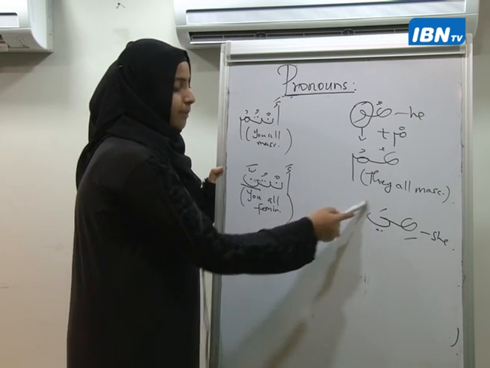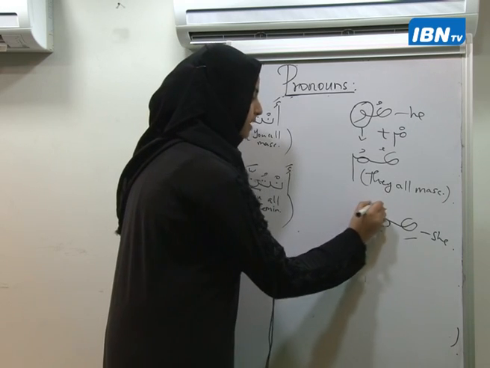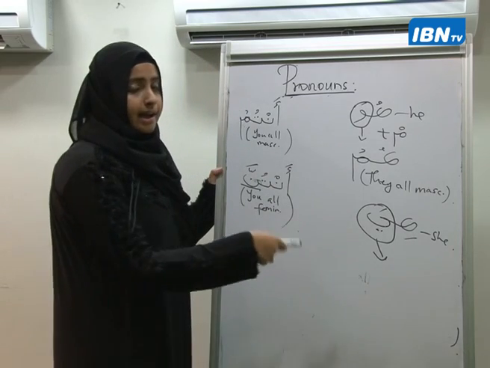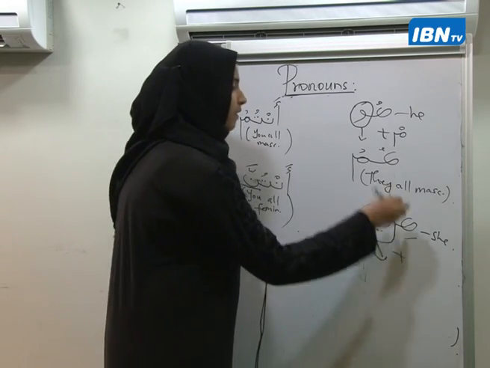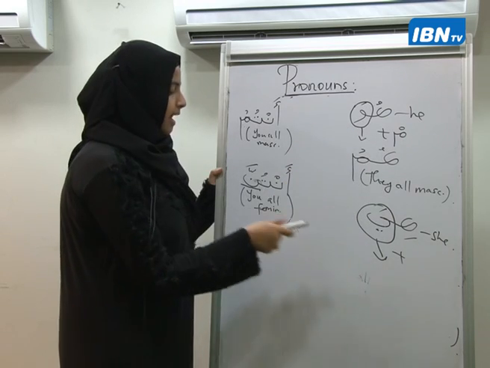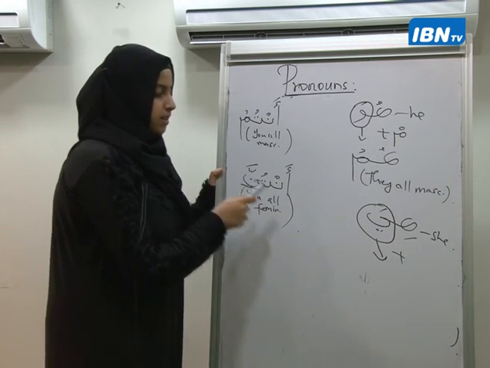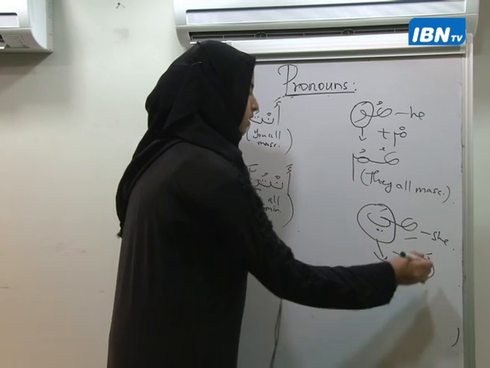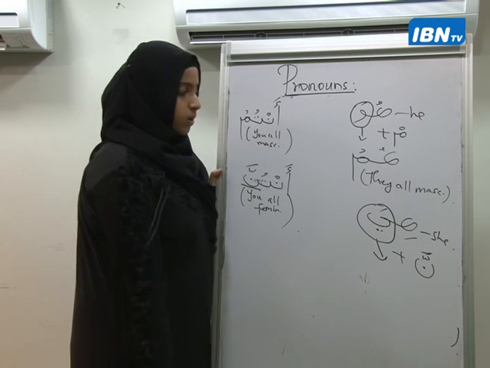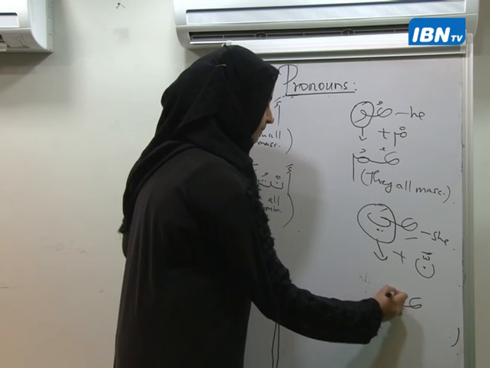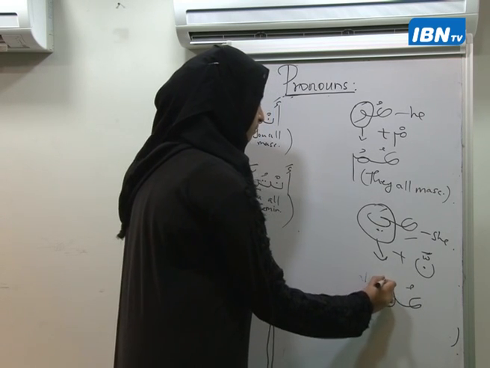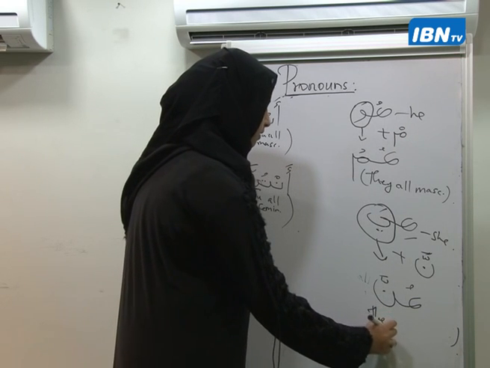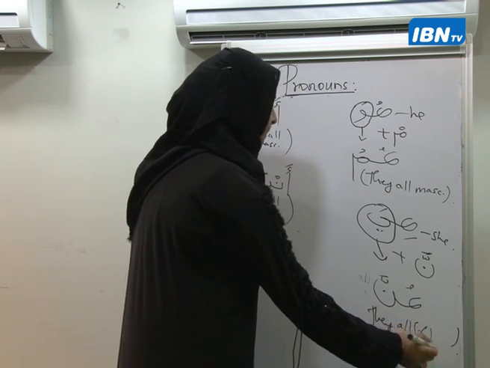So just the same case with the he. What am I going to do here? I'm going to drop this ya. So once I've dropped this out, I remain with the ha. And what am I going to do? Instead of adding a mim, like in the case of he, I'm going to add a noon shadda, right? A noon with a tashdid and a fatha, an accusative. So it's going to become what? Hunna. And what does hunna mean? They all feminine, right?